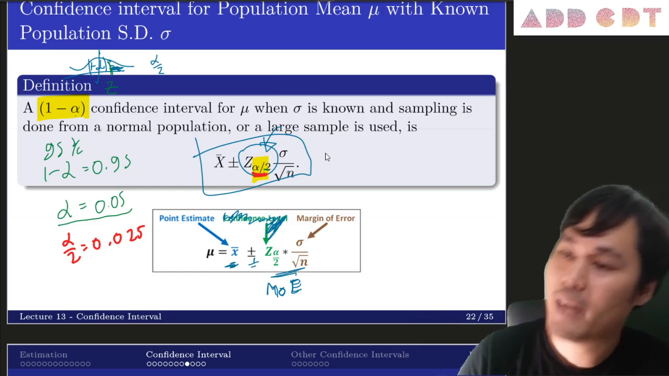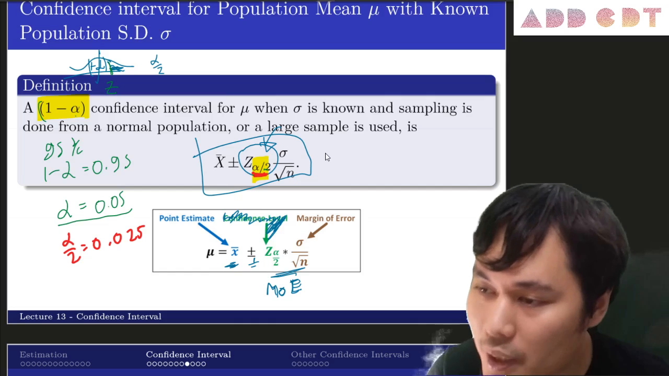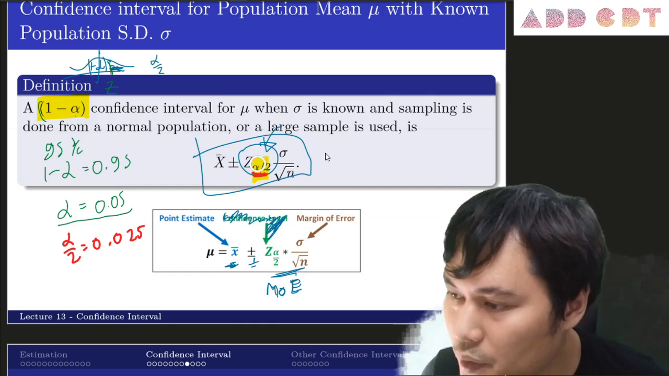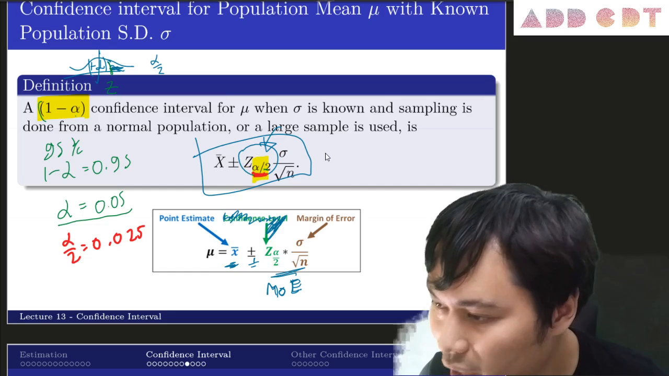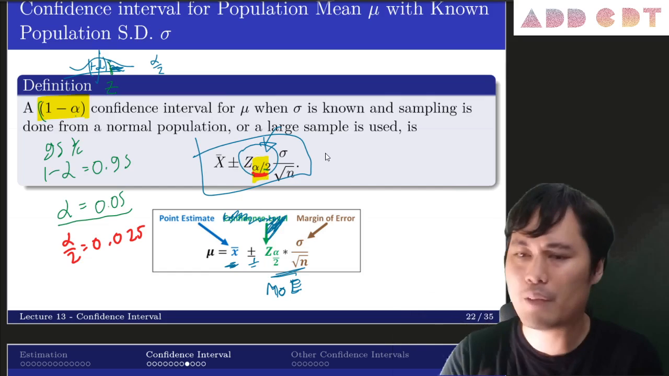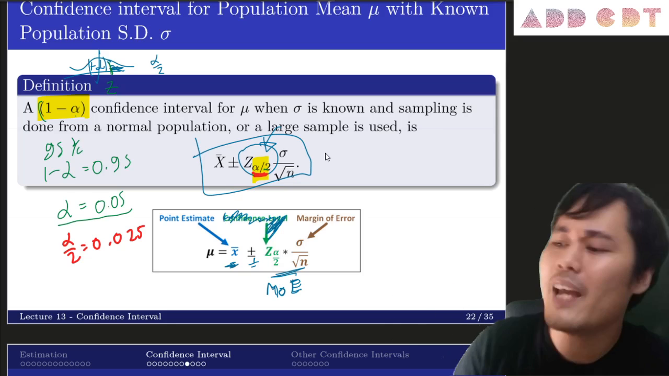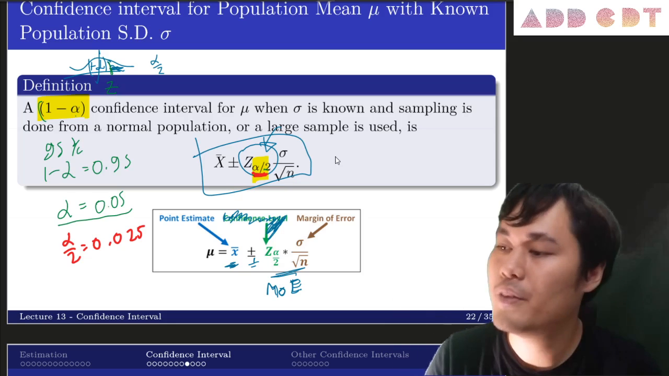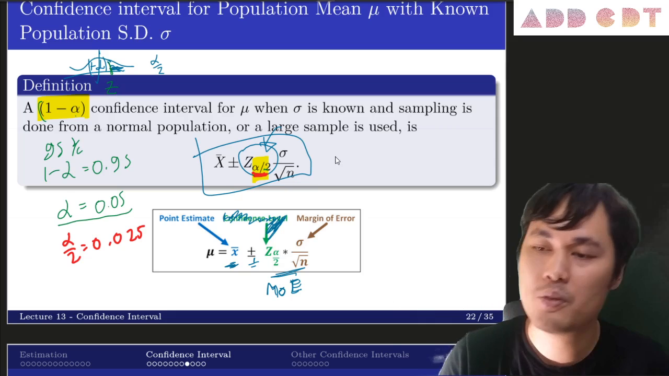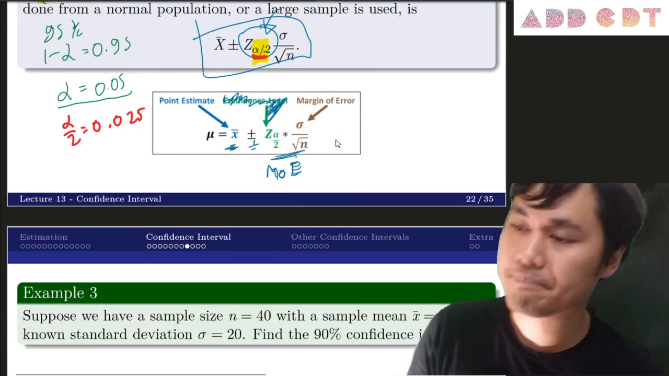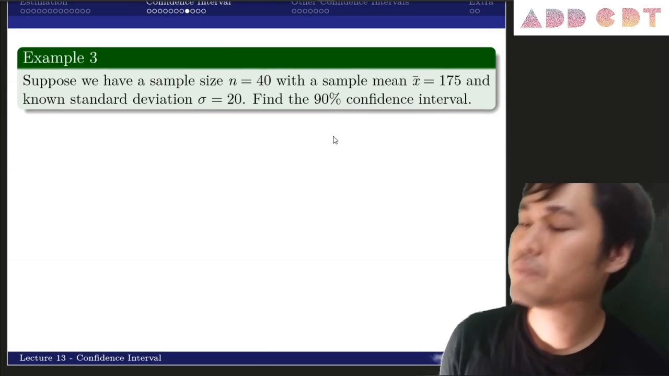If not, then you have to memorize. Okay, we need 1 minus alpha. We have to divide that alpha by 2, and then we have to look up. That also works, but it relies on you being able to remember the whole formula. If not, then just do that.